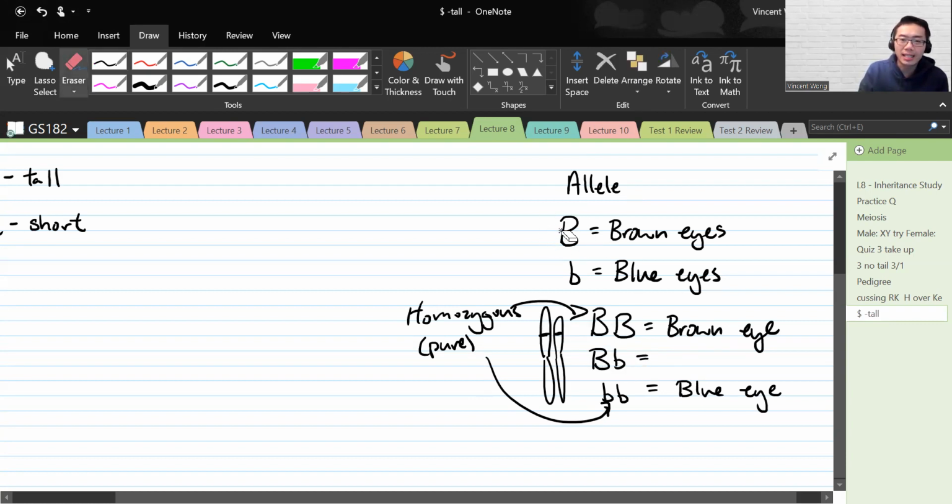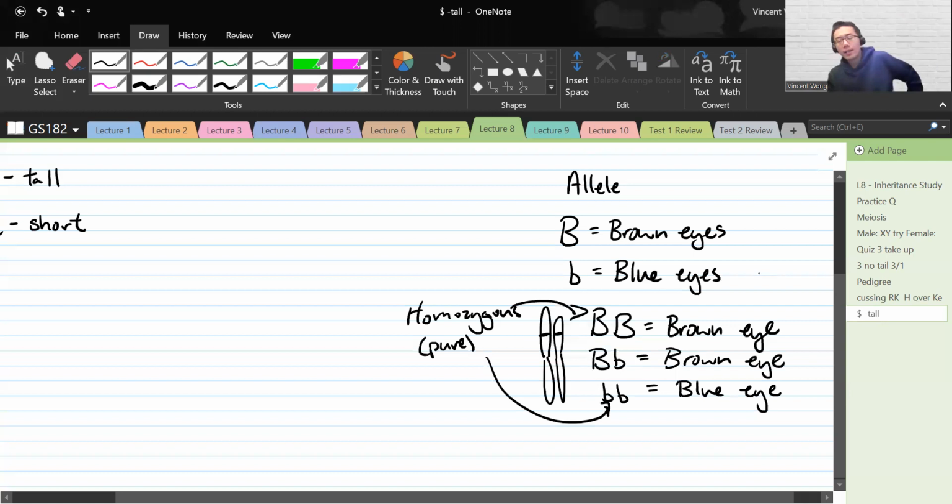Since brown eye is dominant over blue eye, that's the one that's going to show up. Okay, so dominant means it's the trait that always shows up. It doesn't matter if you just have one copy or both copies, it always shows up. For the recessive one, you need to have both copies present in order for it to show up. Does anyone have any follow-up questions?